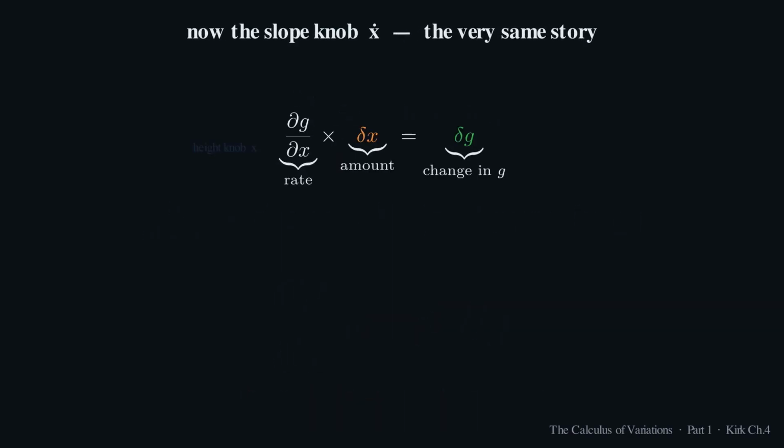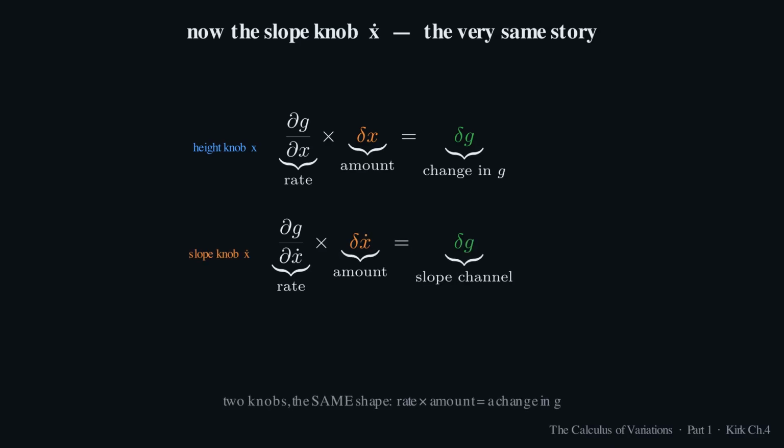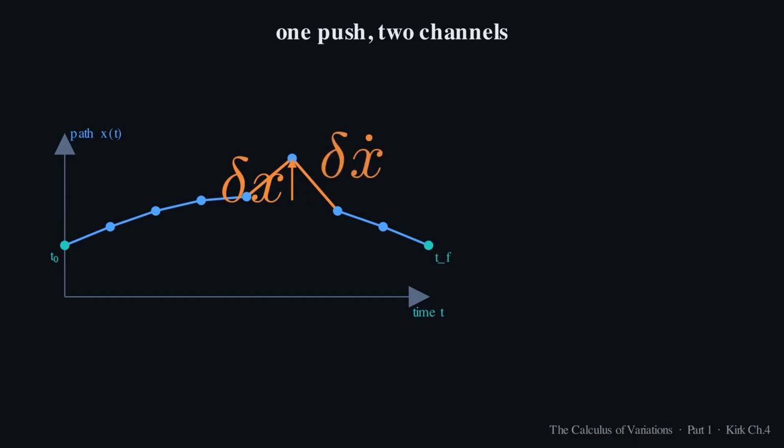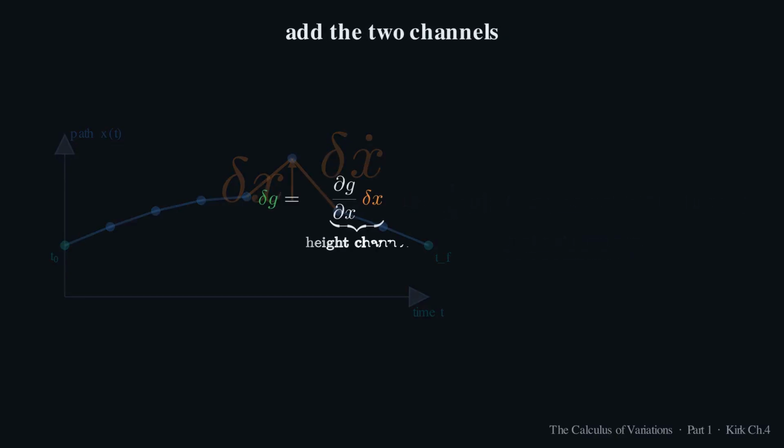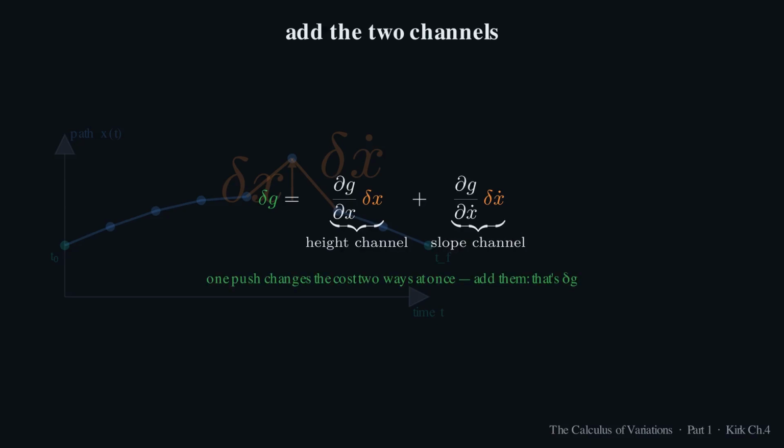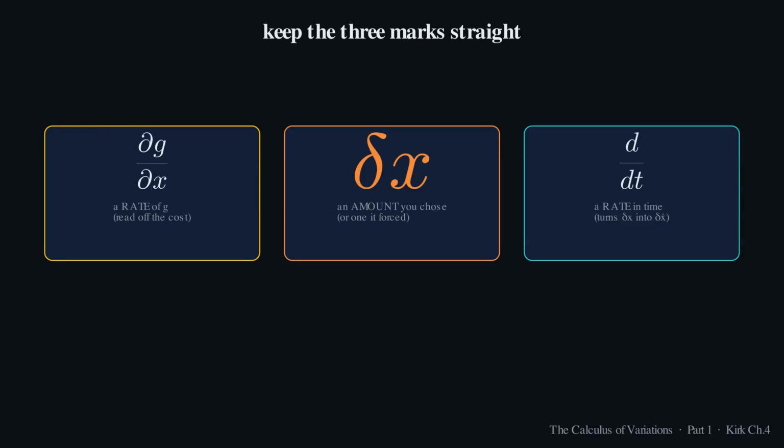Now the second knob, the slope, x dot, tells the very same story. Partial g by partial x dot is again a rate. Delta x dot is again an amount. So again you multiply, never cancel. But the slope knob carries one new twist. You don't get to choose delta x dot. Watch the chain. Lift one bead by delta x and the two links into it are forced to tilt. The slope changes whether you like it or not. So delta x dot is locked to delta x.